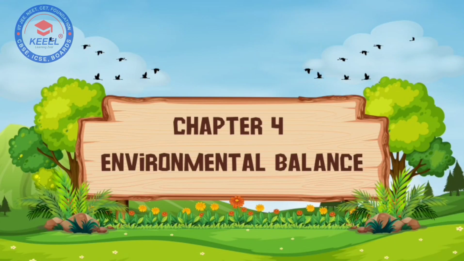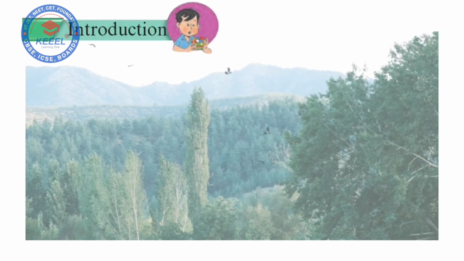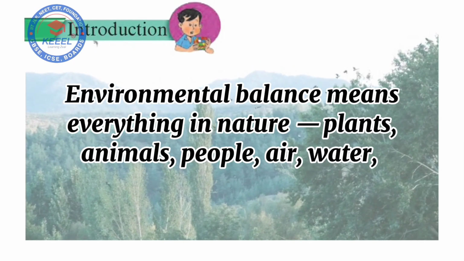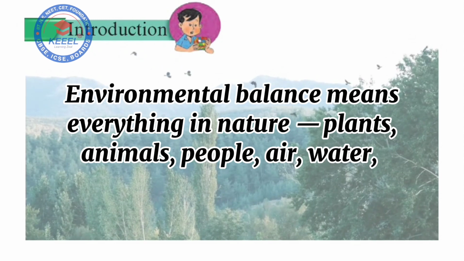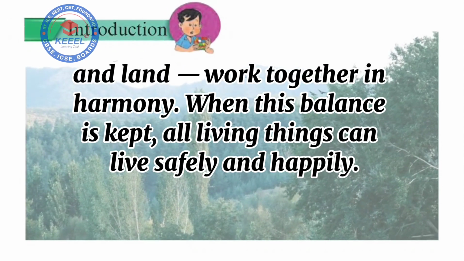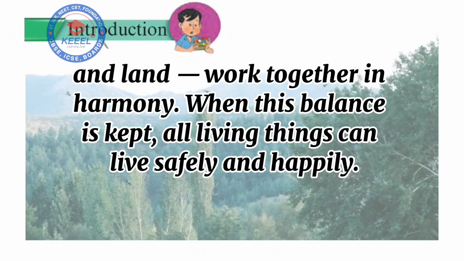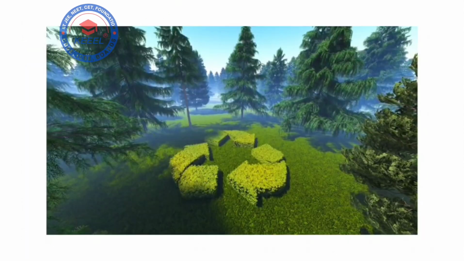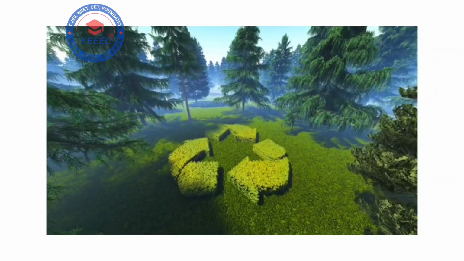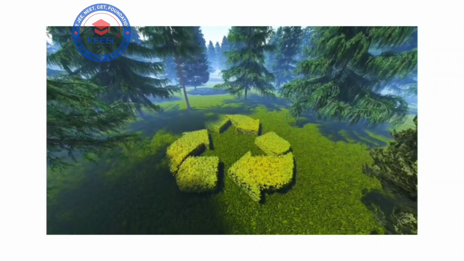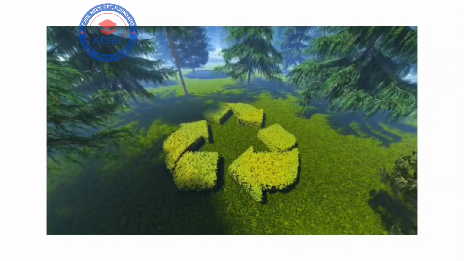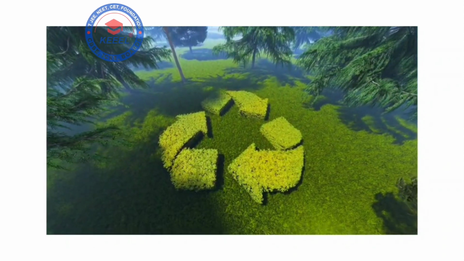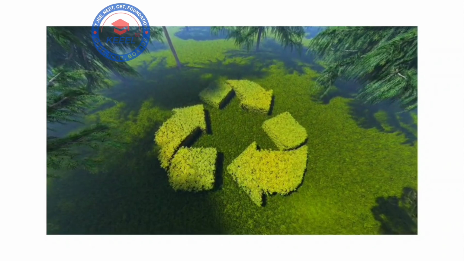Chapter 4. Environmental Balance. Environmental balance means everything in nature, plants, animals, people, air, water, and land, work together in harmony. When this balance is kept, all living things can live safely and happily. Students, today we're going to talk about something very important: how nature keeps everything balanced and how we must help protect it. The name of today's chapter is Environmental Balance.